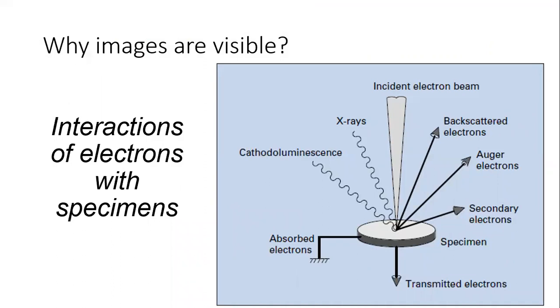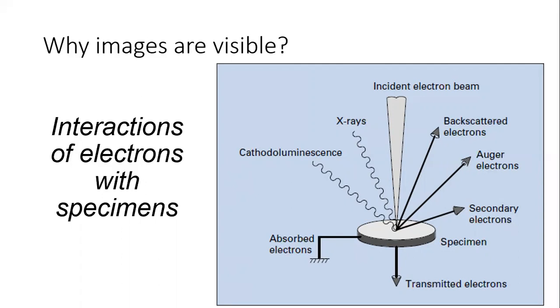The way that we're going to talk about this is why images are visible in SEM. And the reason is because of the interactions of electrons with the specimen. Since the SEM image appears as if you observe an object with the naked eye, you may intuitively understand the features of the object. To fully understand the contrast of the SEM image, you must understand the principle of the formation of the SEM image.